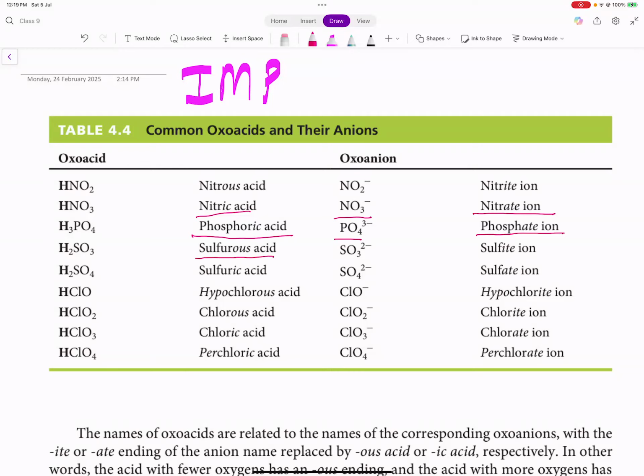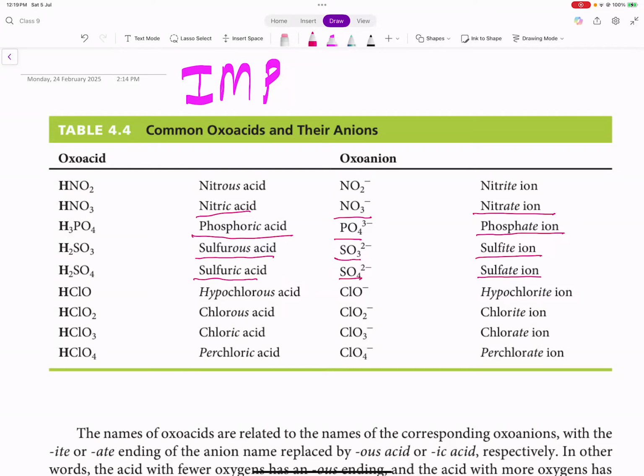H2SO3 is called sulfurous acid. SO3 2 minus is called sulfite ion. Sulfurous, ous is ite, and ic is ate. Sulfuric acid, H2SO4. After taking 2 H plus, I am left with SO4 2 minus, which we call sulfate ion, right?